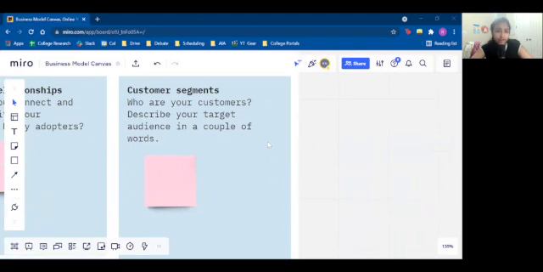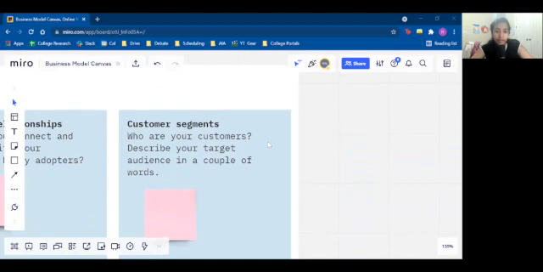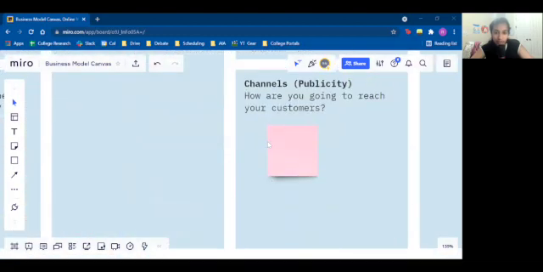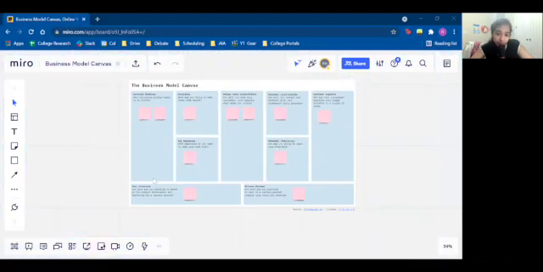Who are your customers? This is also known as target market. Specifically, describe age, potentially gender, nationality, location. Just describe who your customer segment is. Next, we have channels, publicity. How are you going to reach your customers? Social media, for example. Even within social media, there is a variance. If you're trying to reach younger people, TikTok or Instagram may be the way to go. If you're looking at older people, Facebook might be the way to go. LinkedIn could be the way to go.